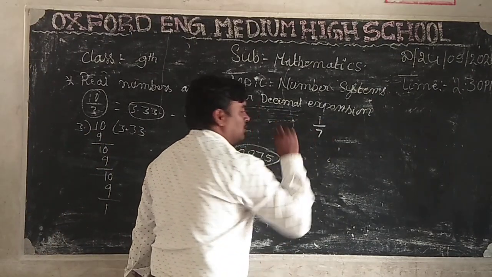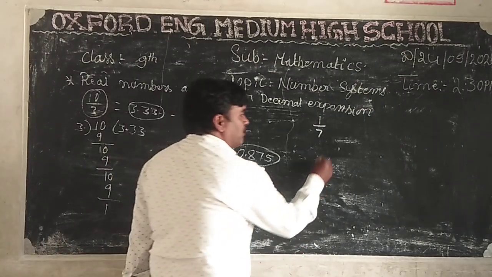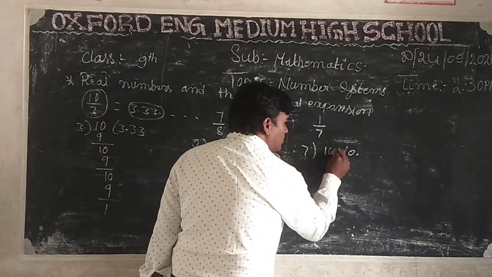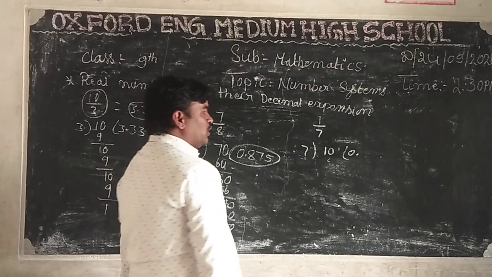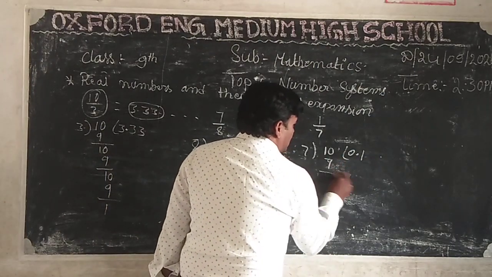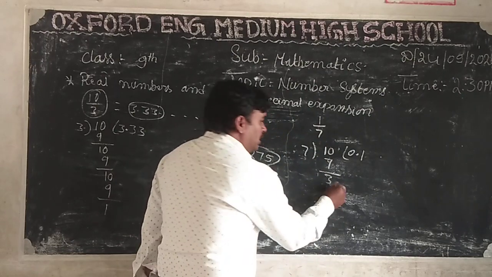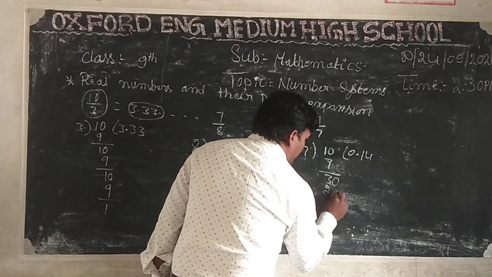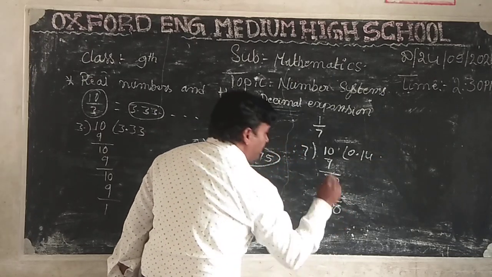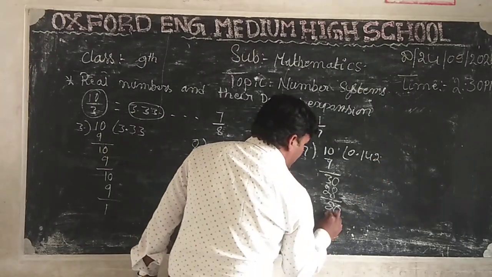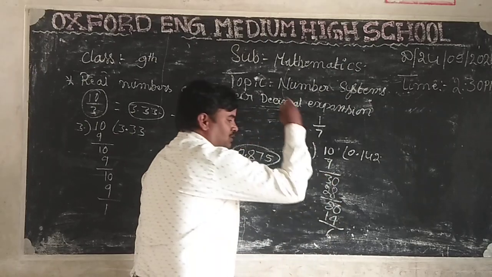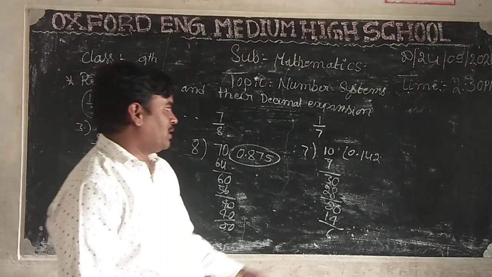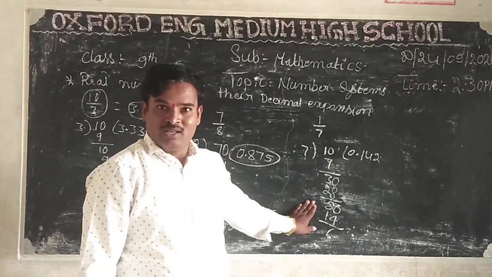1 by 7. So 1 cannot be divided by 7. Take the decimal point, 0. 1 becomes 10. Then you divide, 7 ones are 7. Remainder is 3. 3 becomes 30. 7 4s are 28. Remainder is 2. Then it becomes 20. 7 2s are 14. Remainder 6. So like this it goes on with endless remainders. This type of number we call a recurring decimal expansion.